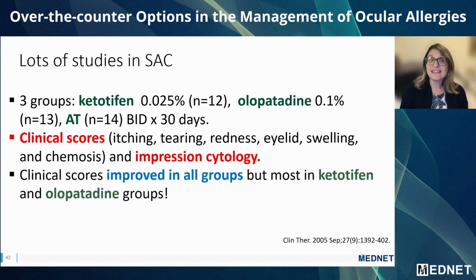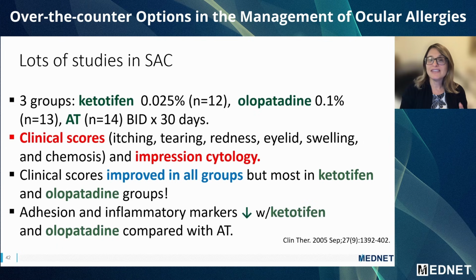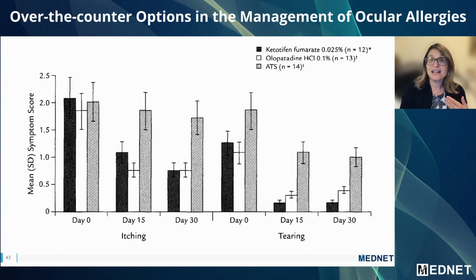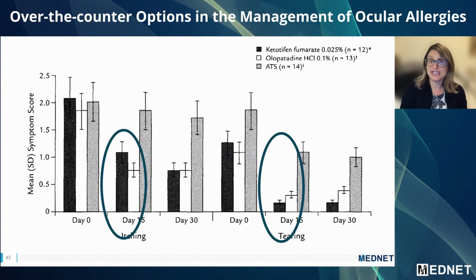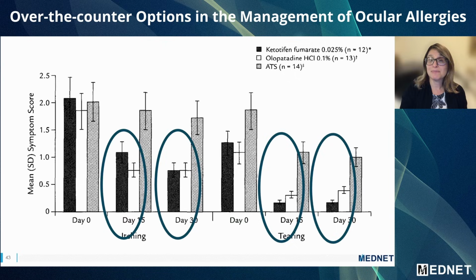Interestingly, the clinical scores improved in all groups, which means even lubricating drops help, but they were improved most in ketotifen and olopatadine, and the inflammatory markers seen on impression cytology went down more with ketotifen and olopatadine. And this is an example of the study findings looking just at itching and tearing, showing how the treatment groups with ketotifen and olopatadine improved more both at 15 days and 30 days compared to the lubricating eye drops.